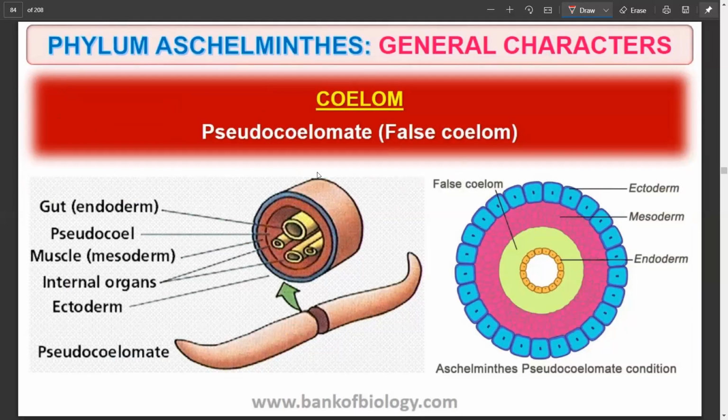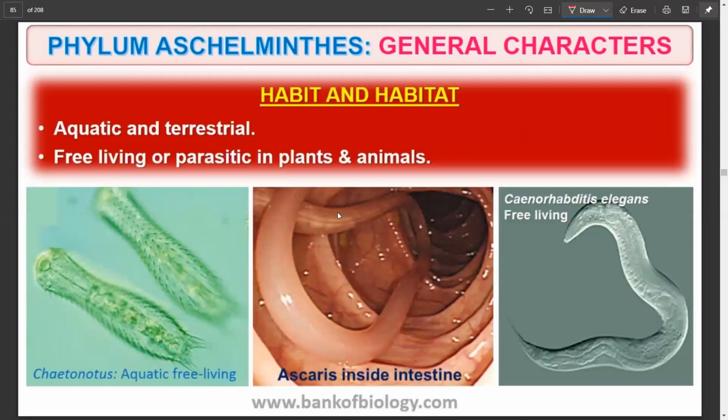Now what we see here is that this outer layer is the ectoderm region. And this particular structure, which lines the gut or alimentary canal, is the endoderm. Here there are internal organs, but again these are not completely in the center; instead they are present in patches, as we had seen in the earlier case. Now the habit here is aquatic and terrestrial. In aquatic habitats, they can be free living or they can be parasitic in plants and animals.